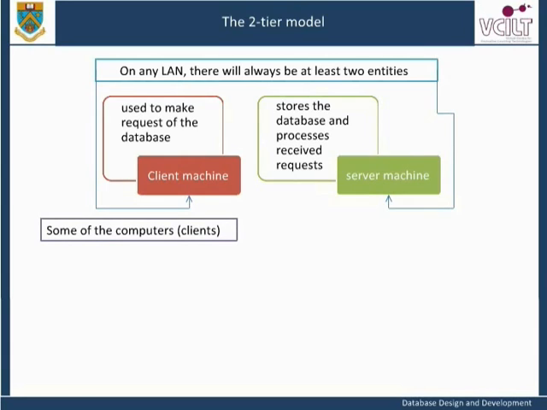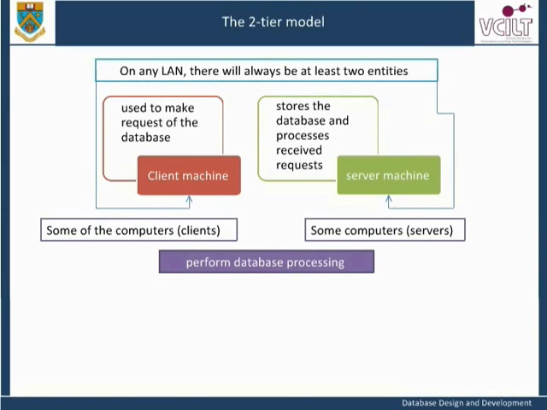Some of the computers, clients, process application programs, and some computers, servers, perform database processing. This approach is known as the two-tier model of client or server computing, as it is made up of the two types of component, clients and servers. It is also possible that a machine that acts as a server to some clients may itself act as a client to another server. This arrangement also falls under the two-tier model, as it still only comprises the two types of machine within the network.